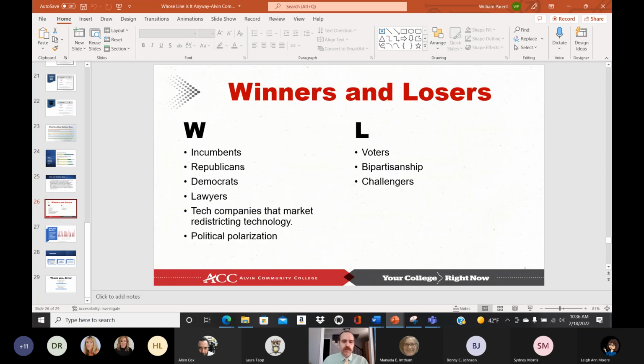Winners and losers: incumbents, Republicans, to an extent Democrats, lawyers, once again, because of the ultimate legal challenges that will emerge, tech companies that market redistricting technology, political polarization, the gridlock, the overtly partisan agenda that will be pursued by the legislature. Losers include voters, bipartisanship, trying to reach a consensus, challengers who don't have name recognition, who haven't performed constituent service, who don't have support amongst special interests.